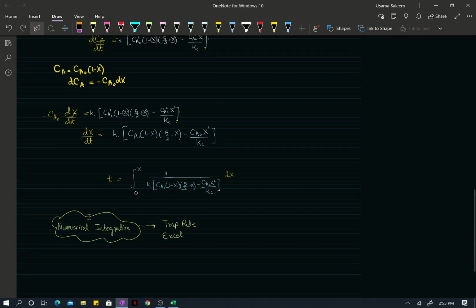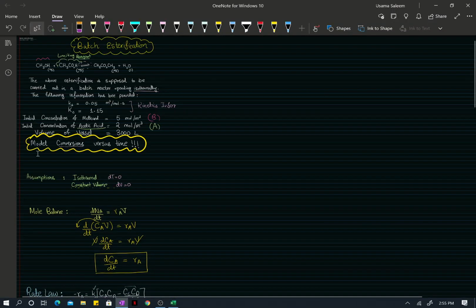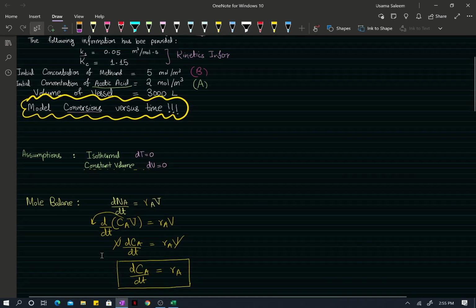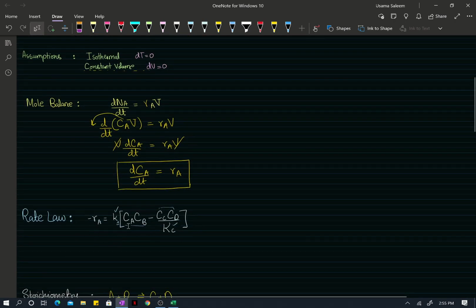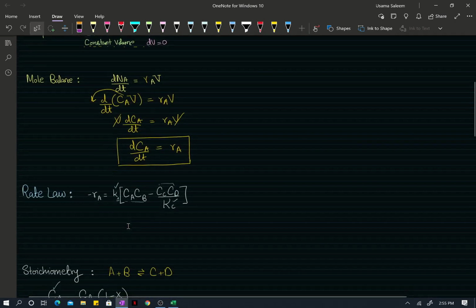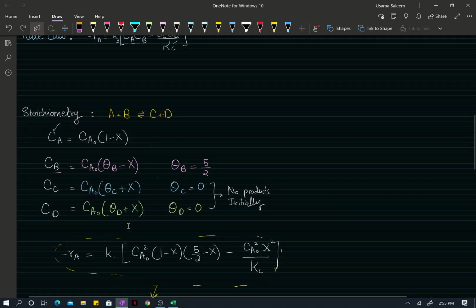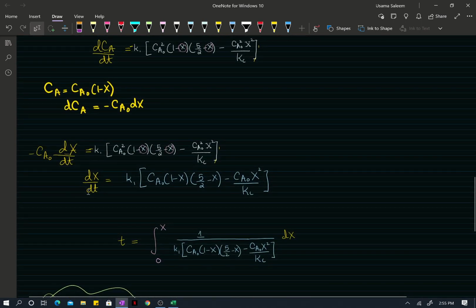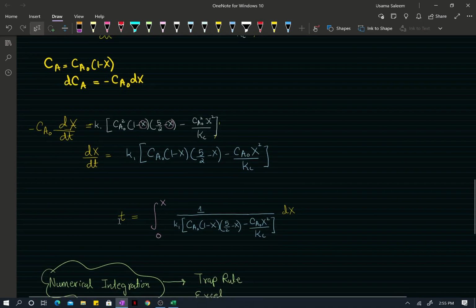And just to give you guys a quick recap, as I always do, sorry about that. Batch esterification, we start off with the assumptions. That's a good engineering practice. We simplified the mole balance, constant volume assumption. Rate law, it's a reversible reaction, so that's the rate law for a reversible reaction. We took care of the stoichiometry. Theta is just the initial moles of B divided by initial moles of A. That's the definition of theta. Please refer to Fogler.